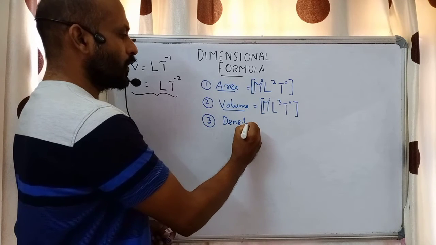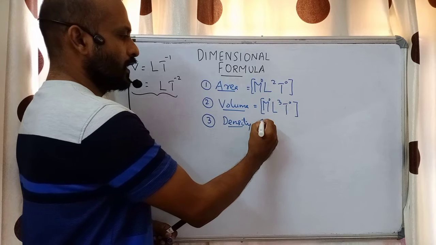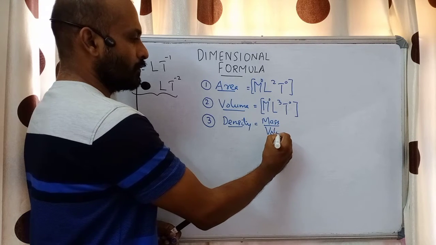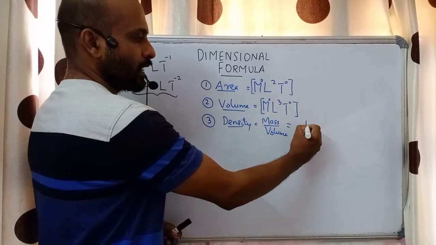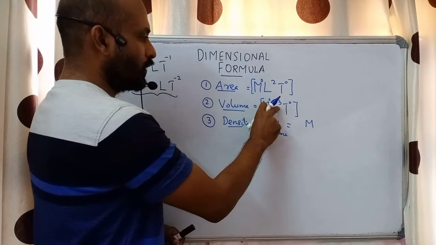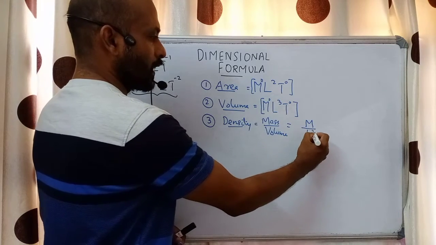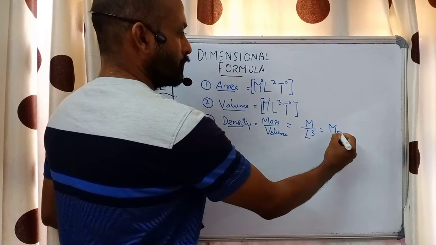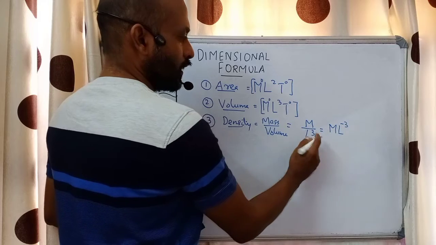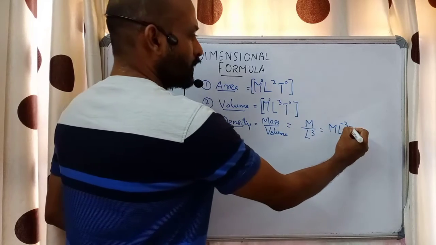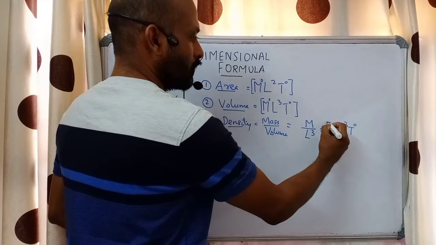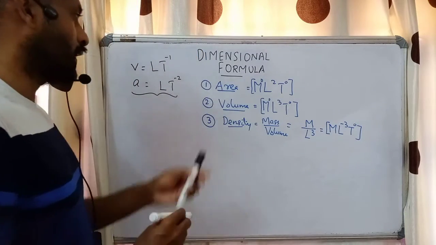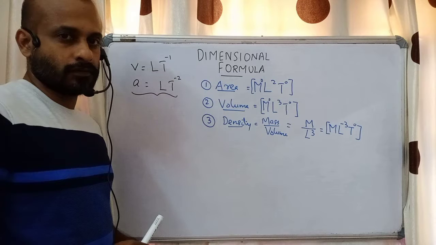So density, we know the equation of density. It is mass by volume. Mass has the dimension formula capital M. Volume, we know, is L cube. So M by L cube. When we rearrange the terms, what will we get? We will get M L raised to minus 3, as L cube comes to the numerator. Then for T, we don't have the symbol, so we will write T raised to 0. Okay, area, volume, and density.